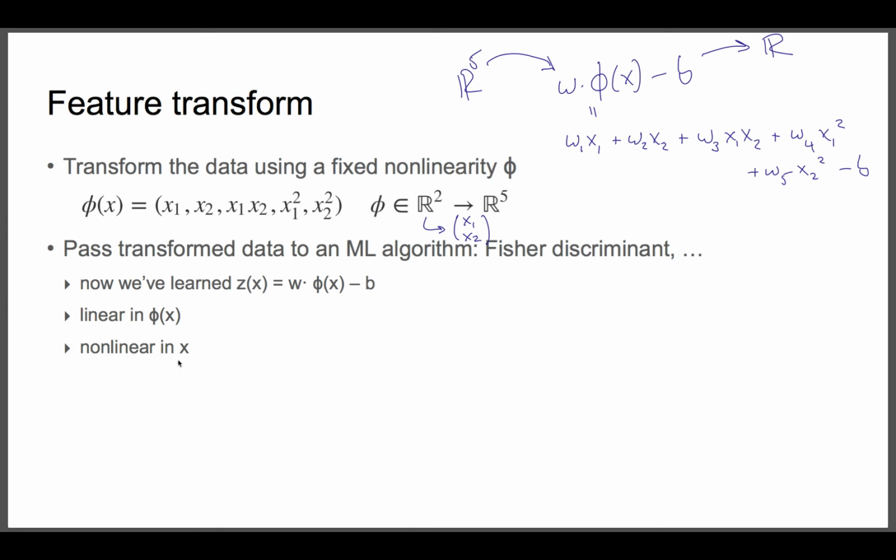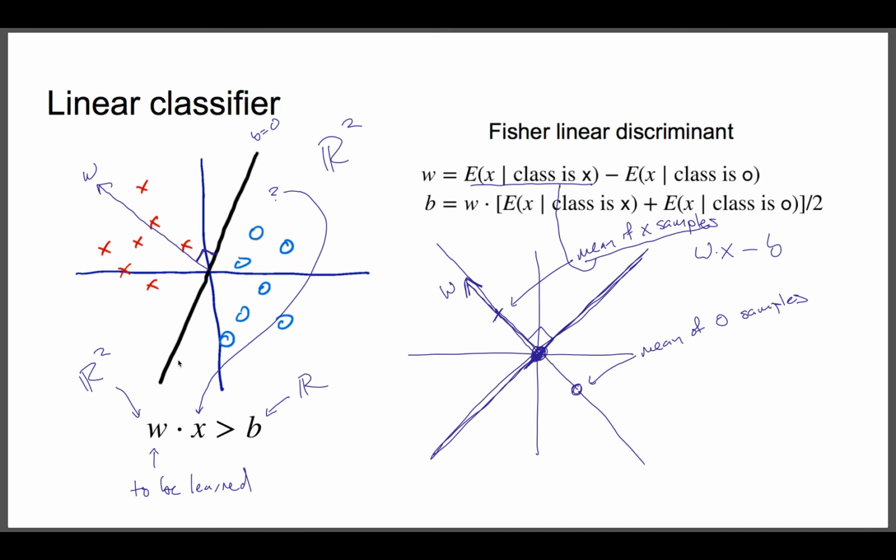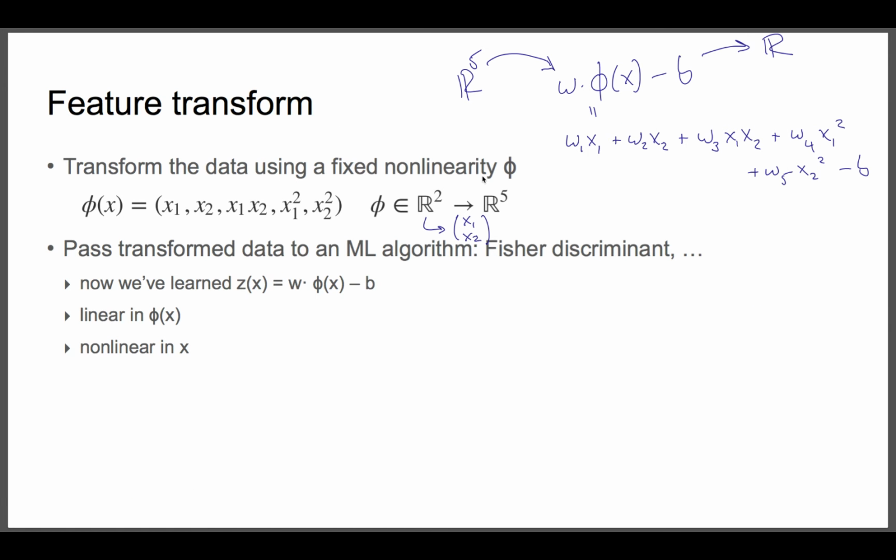So how do I do that? Well, I just use the 5-dimensional vector space instead of the 2-dimensional one, and I pass it directly to the Fisher discriminant algorithm. So just like before, I had the expected value of x. Now what I'm going to do is take w to be the expected value of x given that the class is the cross class.